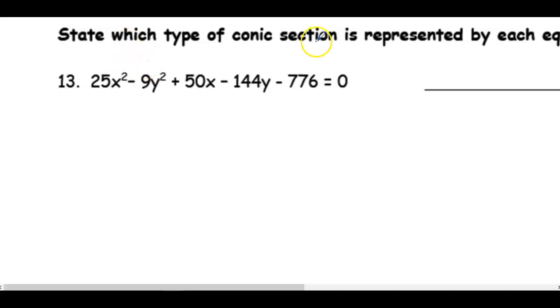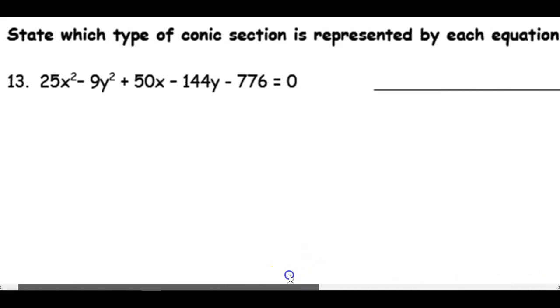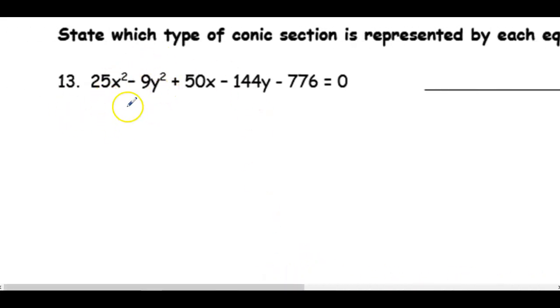Right here, it says state which type of conic section is represented by the equation, and then I'm sure we've got to write it in standard form. Awesome. So just looking at this, guys, I can tell you we're going to have to complete the square, and we're also going to have to.